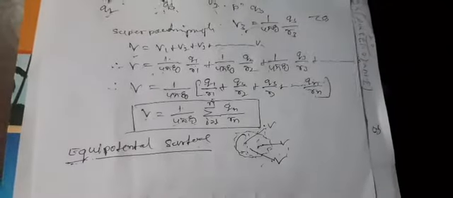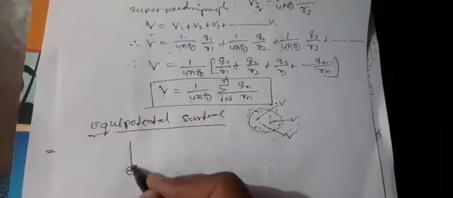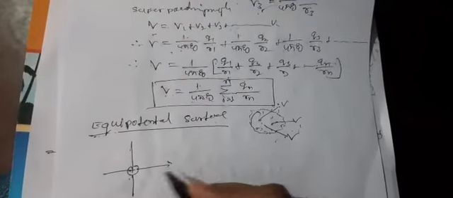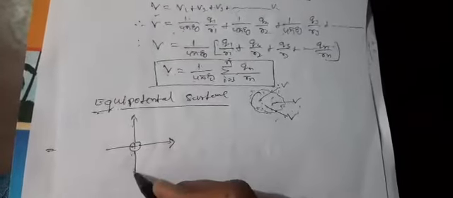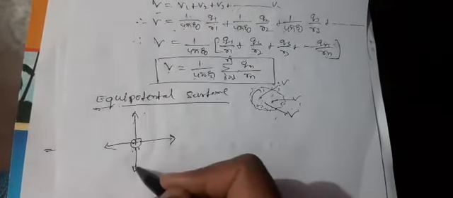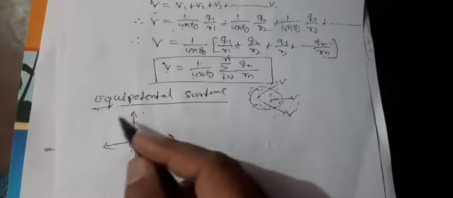Then how to draw the equipotential surface for a point charge? First, how to draw the equipotential surface of a positive charge? To draw it, first draw the positive charge and its electric field lines. Positive means an outward direction, that is, diverging, for a single isolated point charge.